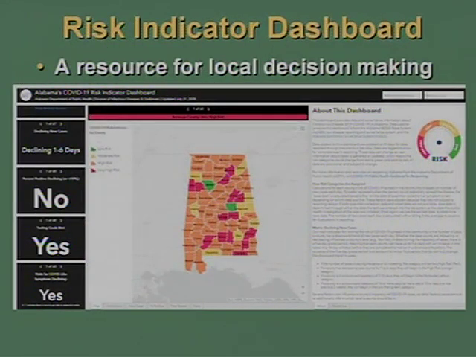We have a second dashboard that's our risk indicator dashboard. And again, you can link to this from the alabamapublichealth.gov website. This is a map that's updated every week that's color-coded to give you an idea of the risk in an individual county. We actually have plans to have this map released by zip code level, not just county level. We're in the process of working through that now.